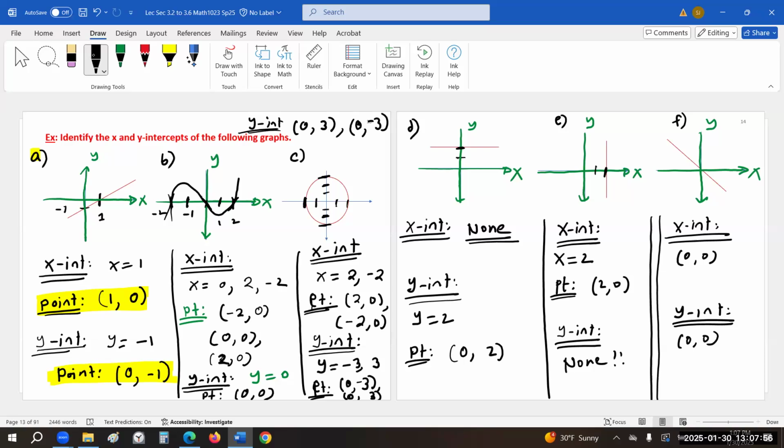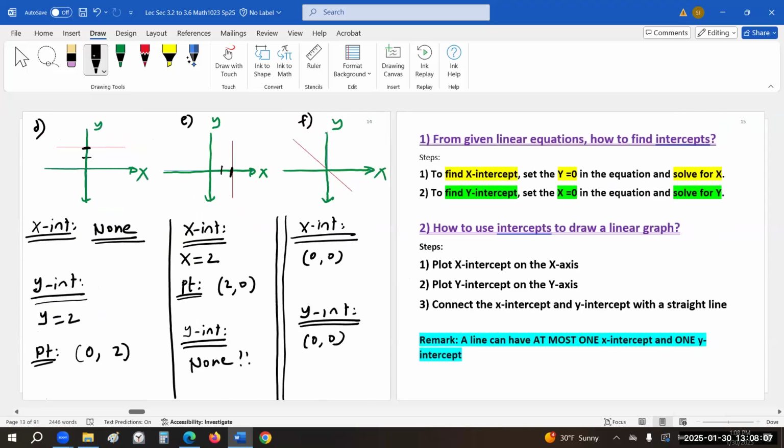Okay, any question on x and y-intercept? Was it easy? Are you confident about this? Great. Bad news, in the final, you're not going to see this because it's too easy. What you're going to see is this.